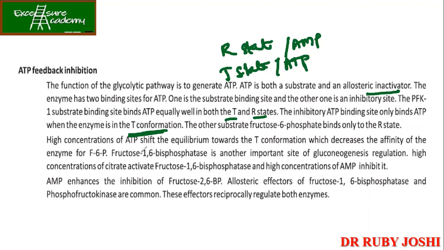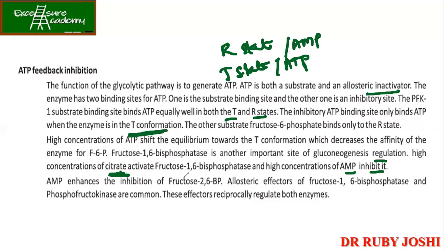Okay. Now fructose-1,6-bisphosphatase, it is another important site for gluconeogenesis regulation. High concentration of citrate activates fructose-1,6-bisphosphatase and high concentration of AMP inhibits it. Why? Right now we are talking about gluconeogenesis, right? So gluconeogenesis means I am going to synthesize glucose. So if I have more citrate, then only fructose-1,6-bisphosphatase will work, because I have to make glucose. Only if I have more citrate will I be able to make glucose.